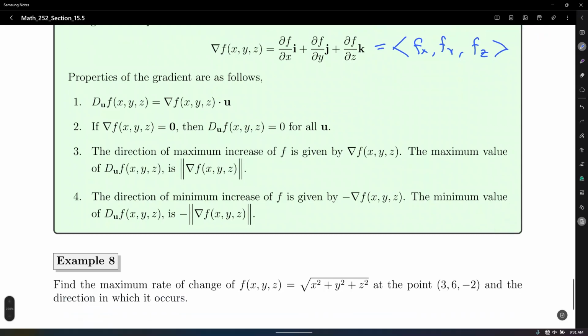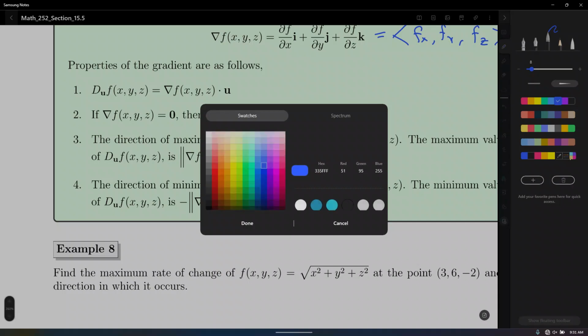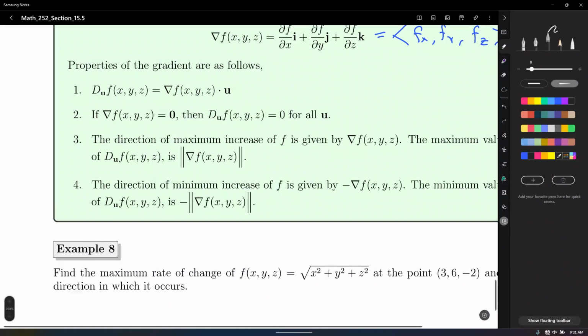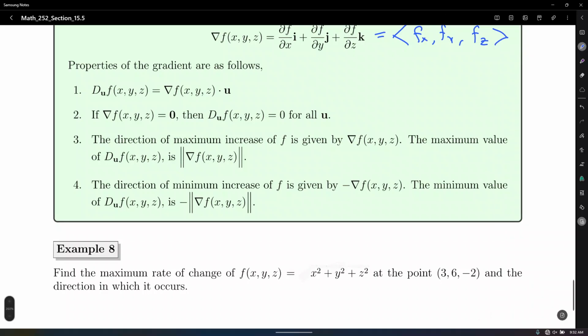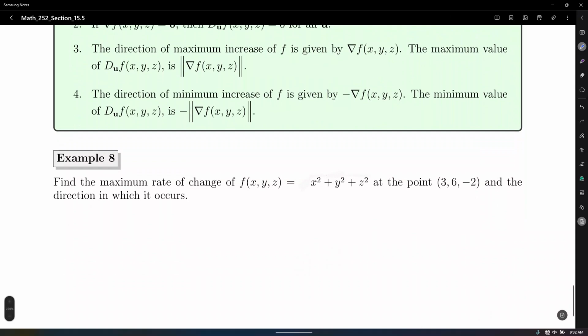And for this simple example, actually, I forgot to change this function. I wanted to make it easier. Let's get rid of this radical. Yep. That is okay. That's so we can get a quick gradient here. So find the maximum rate of change for this function, x squared plus y squared plus z squared, at the point 3, 6, -2, and the direction in which it occurs.